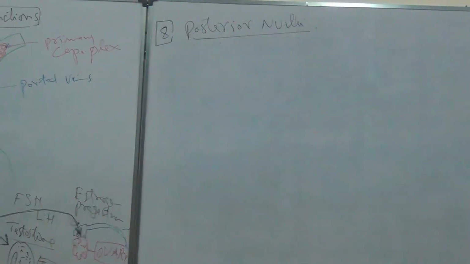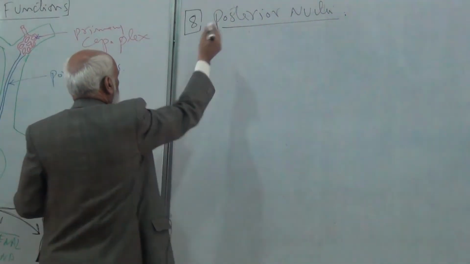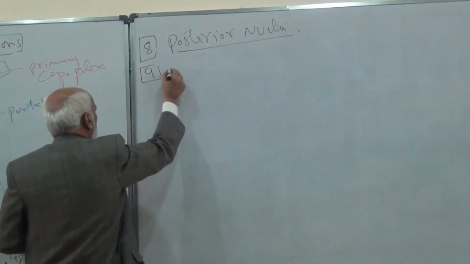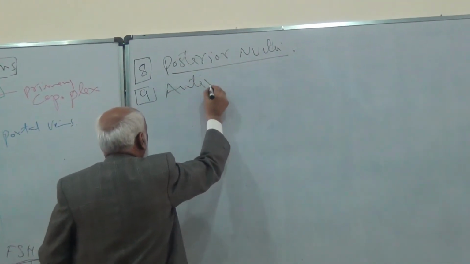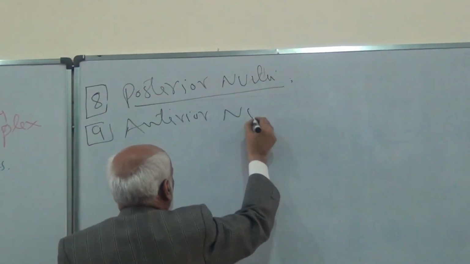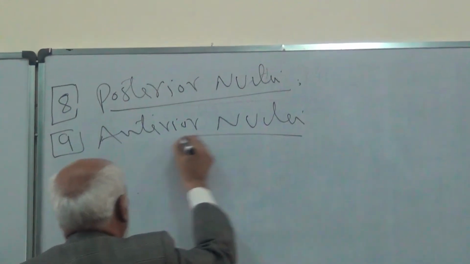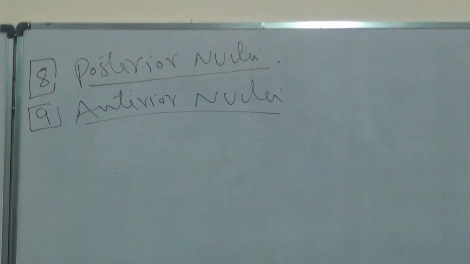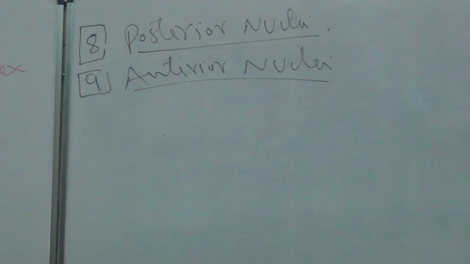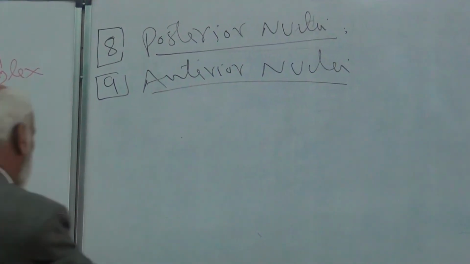Next nucleus is the anterior nucleus. This was posterior, now the anterior nuclei of the hypothalamus. They exert control over the parasympathetic nervous system.